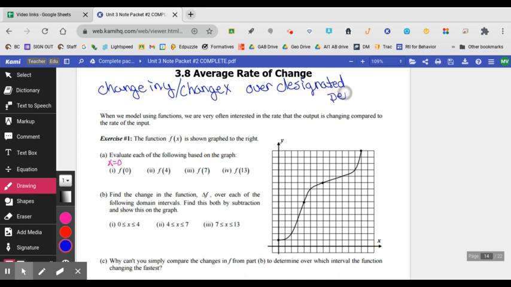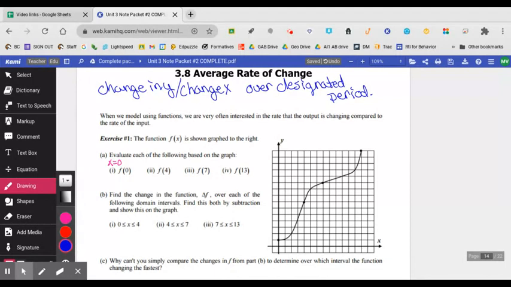Because these are not linear functions where it's a constant, we can only do it if we have a beginning and an end. When we model using functions, we're very interested in the rate of change, how the output is changing compared to the input. So this is change in y over change in x.